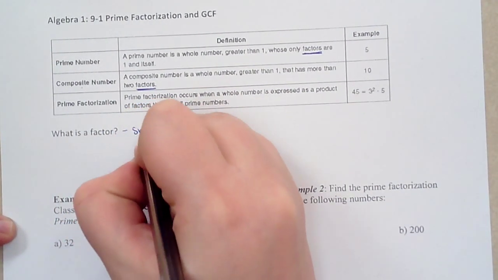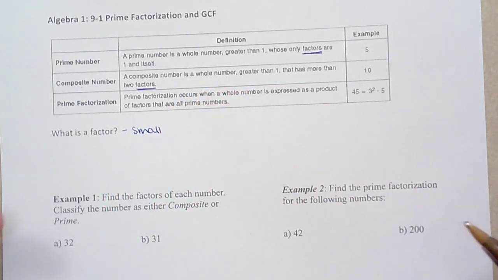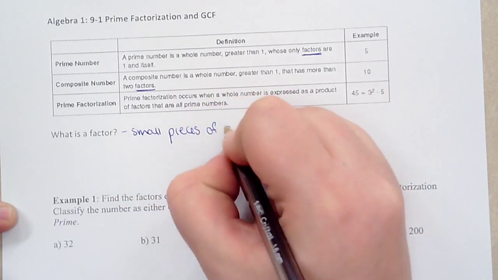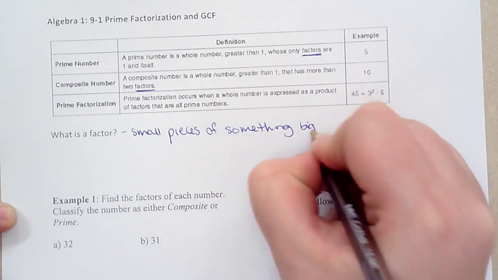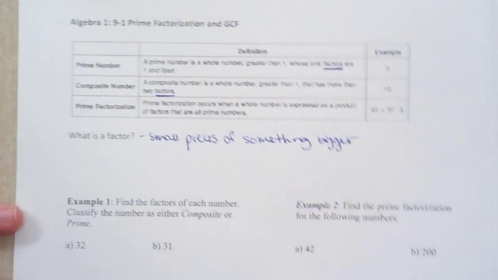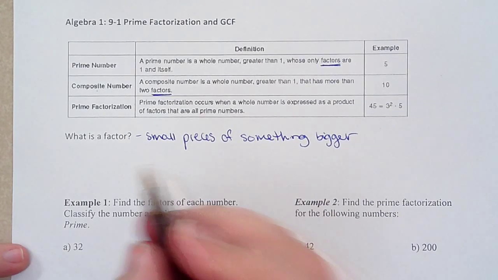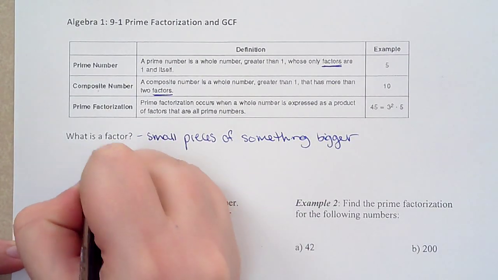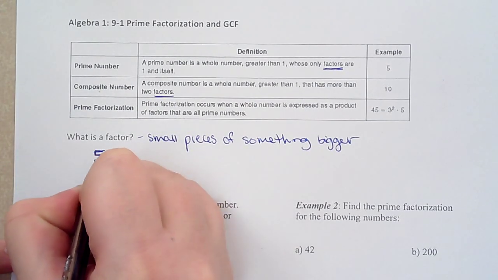Well, they are smaller, I guess, pieces. So small pieces of something bigger. So if I say, well, this was a big factor in my decision, what that means is that it was a piece or a part of why I chose to do something. So when we talk about math and the factors of numbers, what we're saying is, can we break a number like 5 into smaller pieces using multiplication or division?